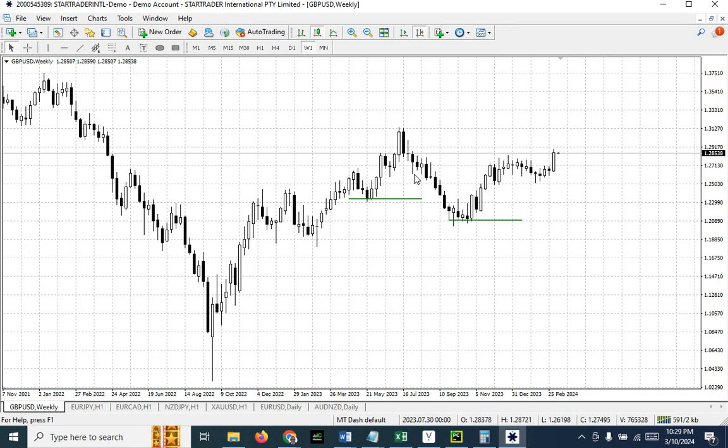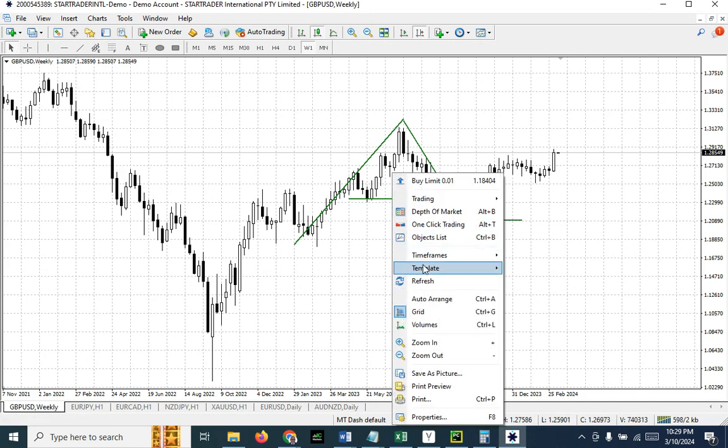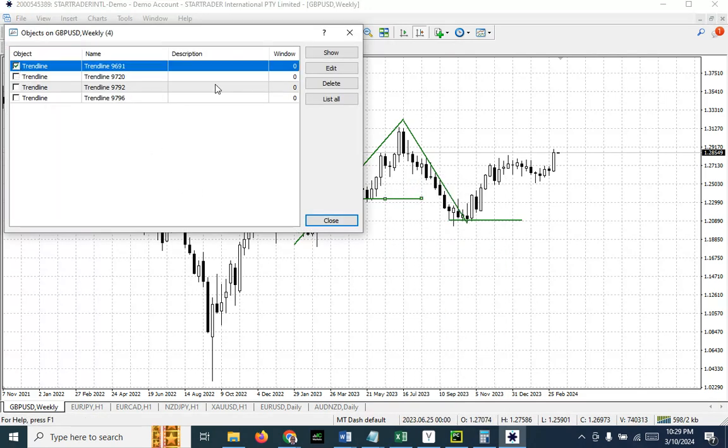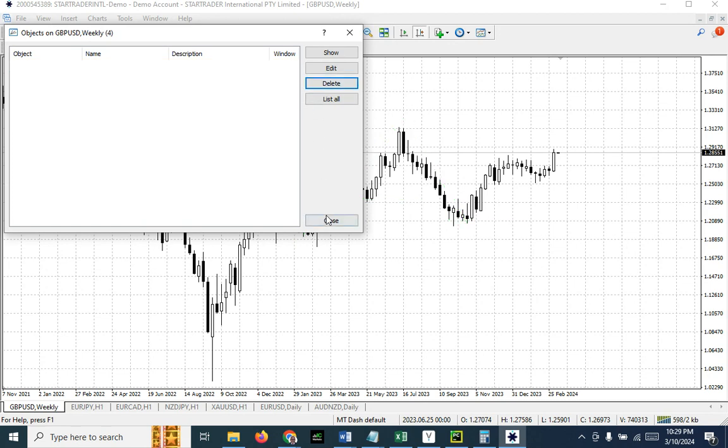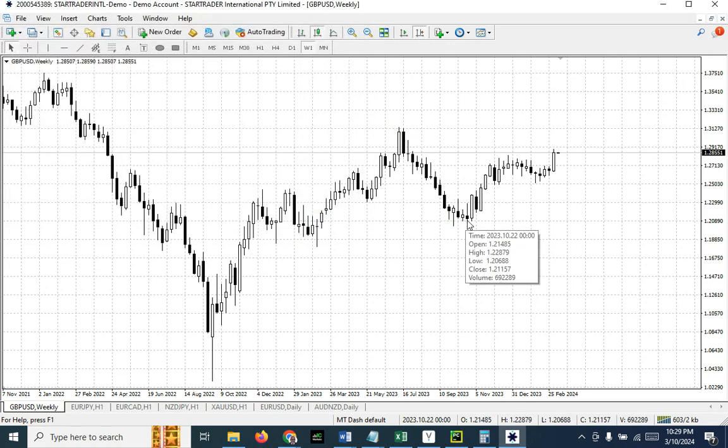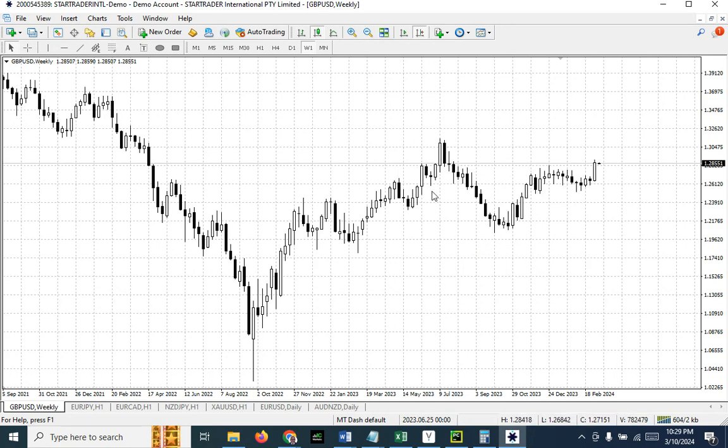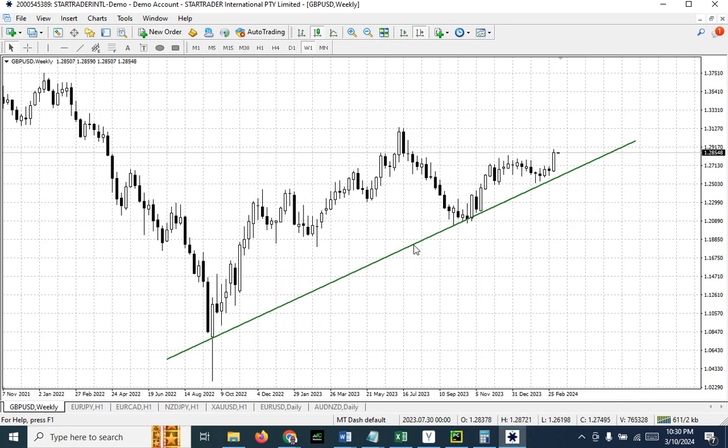Some people may argue that this is the current structure, which is still valid. This low has not been broken, so the market is still in an uptrend. So let's just take that as it is, that the market is still in an uptrend, until we see a further breakdown of structure. Another simple way to determine that is to use a trend line tool. Here you can see that the market is obviously in an uptrend.